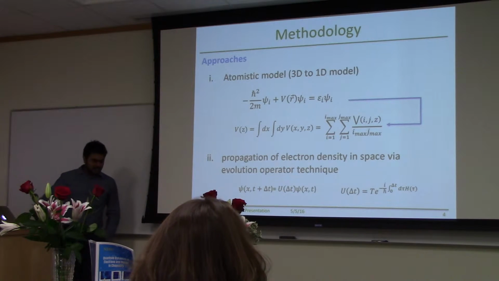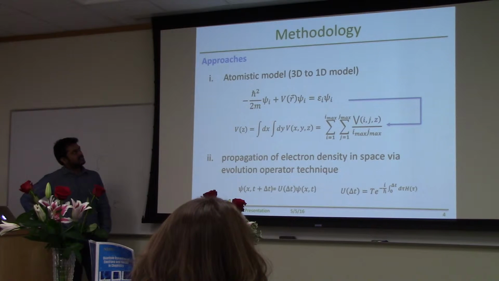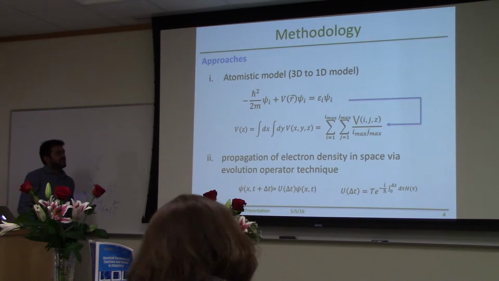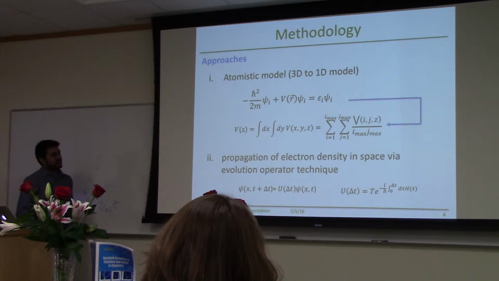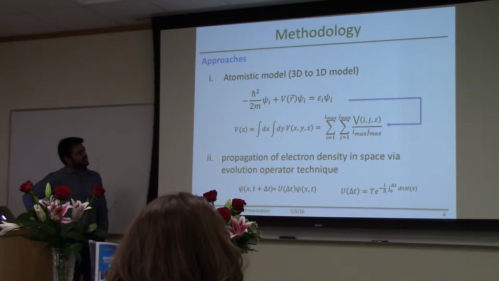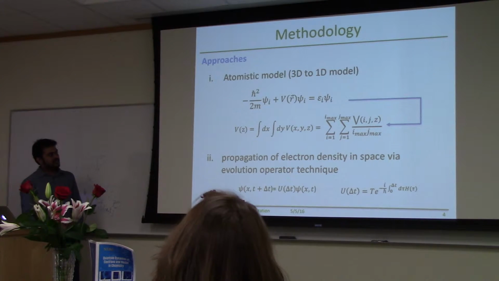To achieve this goal, I have used three different approaches in this methodology. The first approach is the atomistic model conversion from a 3D model to a 1D model, where the Hamiltonian of a 3D model was converted into a one-dimensional model to utilize this Hamiltonian, or this potential, in our MATLAB code.